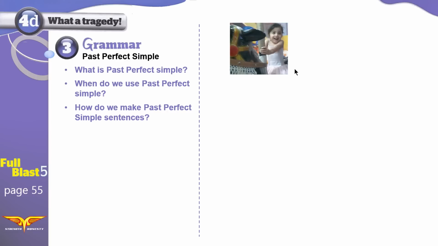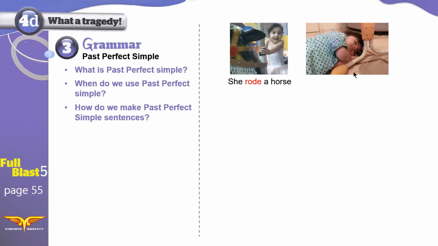I'll show you. This lovely girl is my niece. Her name is Lubna. Last night, Lubna and her father, who is my brother, went to an amusement park, and there she rode a horse. She rode a horse. Rode is the past tense of ride, like when you ride a car, ride a horse. What happened after that? After she came back home, she was very tired and she fell asleep on the floor. She didn't even go to her bed.